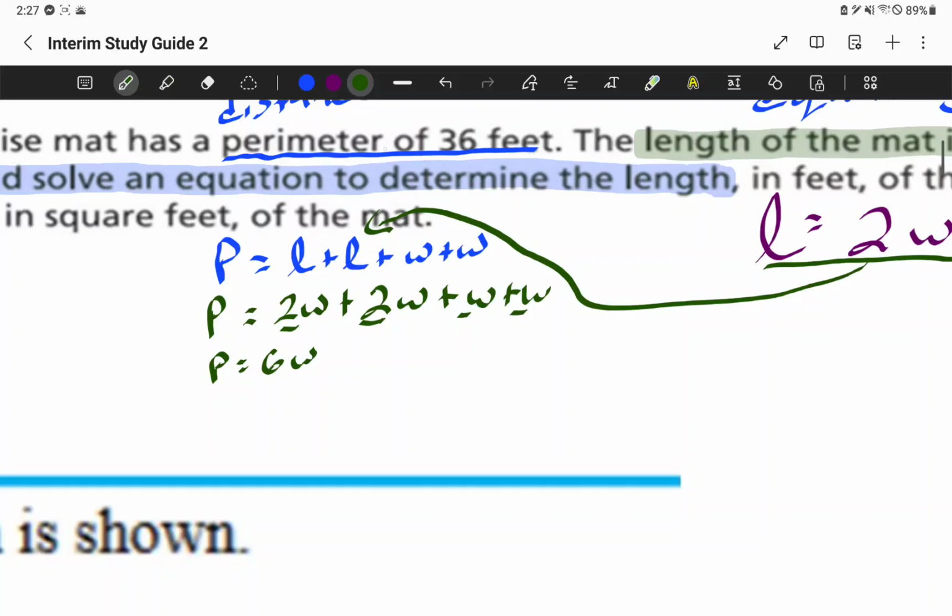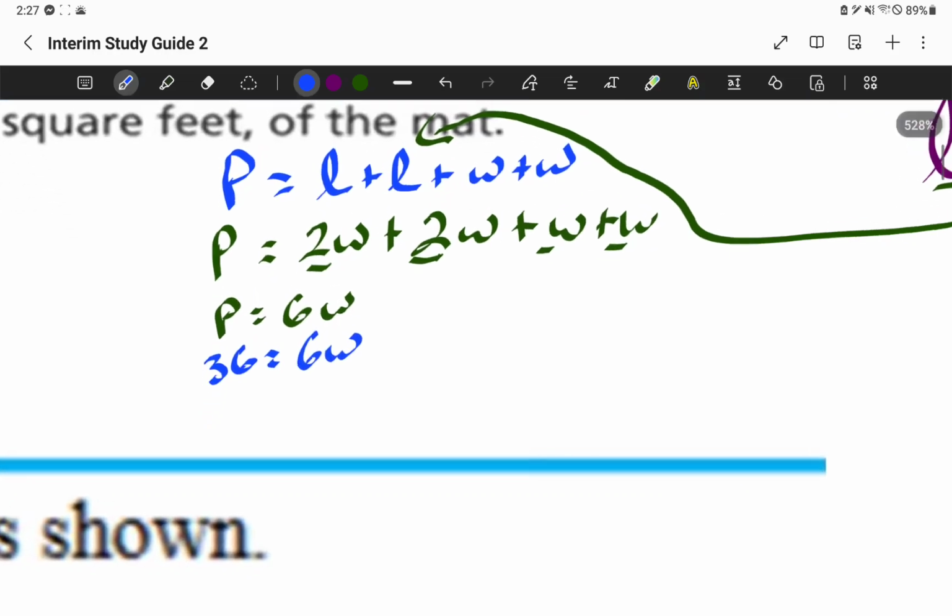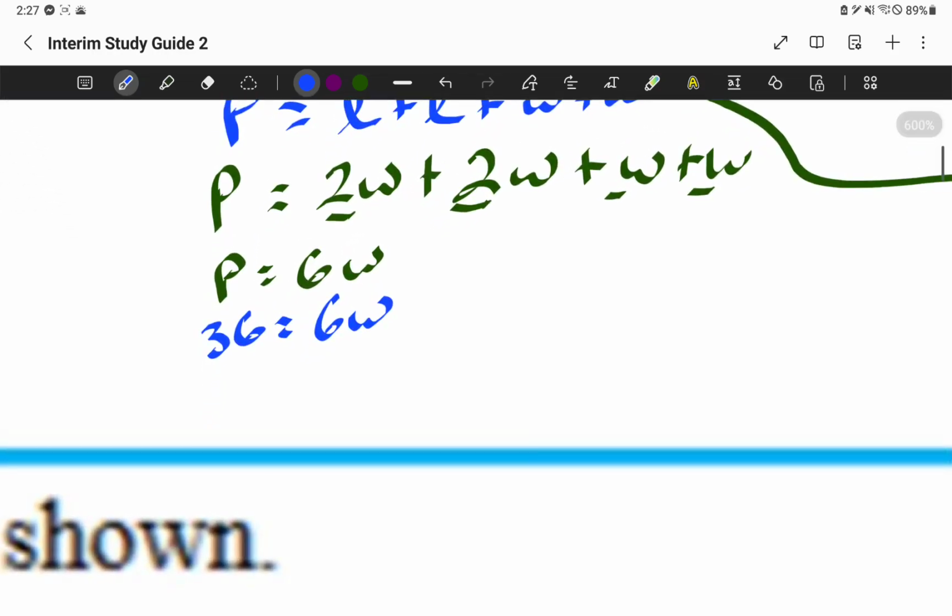Well, it told us the perimeter was 36. So 36 equals 6W. Well, I want to know how much 6W is. Specifically, I want to know how much W is. So I divide by 6, because I want to know 6 times what equals 36. Well, 6 times 6 equals 36. So the width is 6.